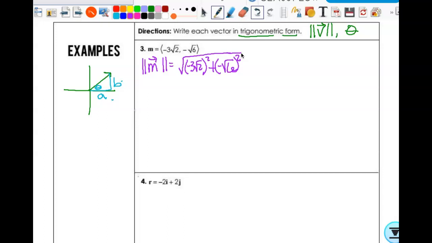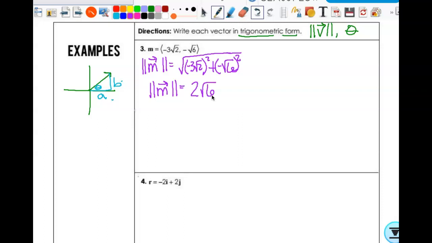So you type that in and make sure that you can get the correct magnitude, which is 2 square root of 6. So make sure that that's what you actually get. Any questions about that? We good?